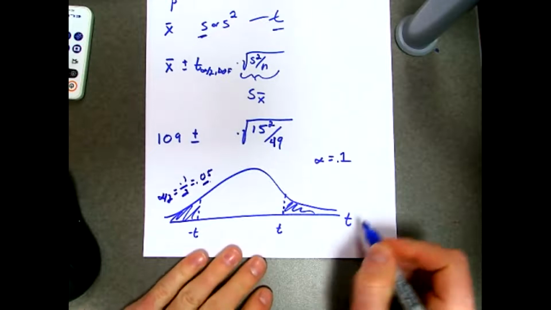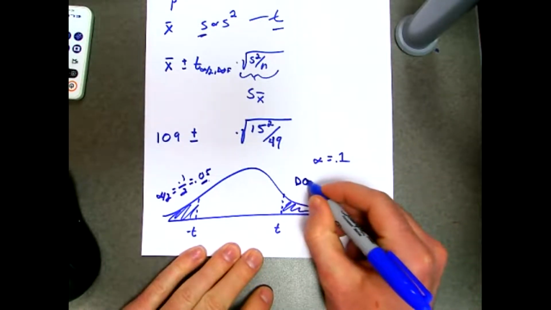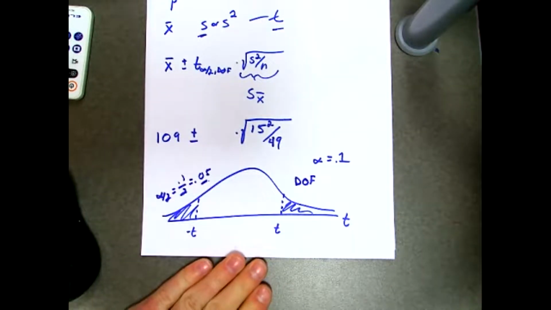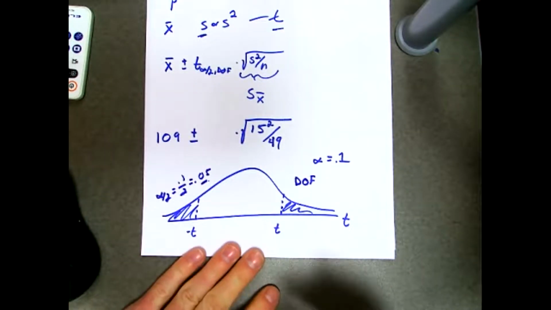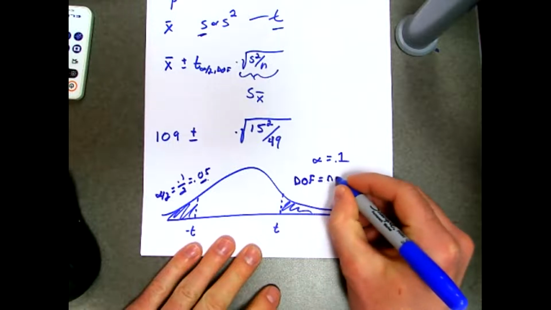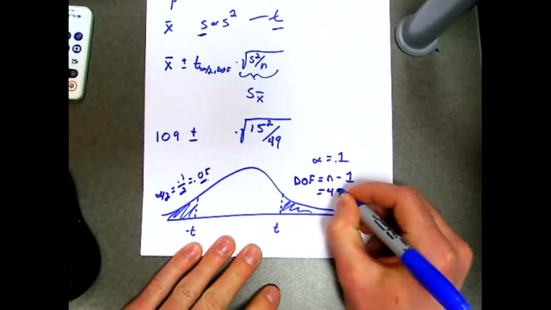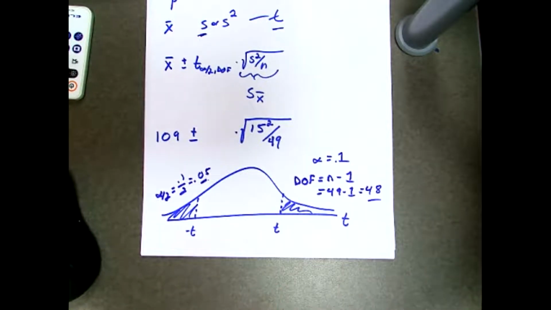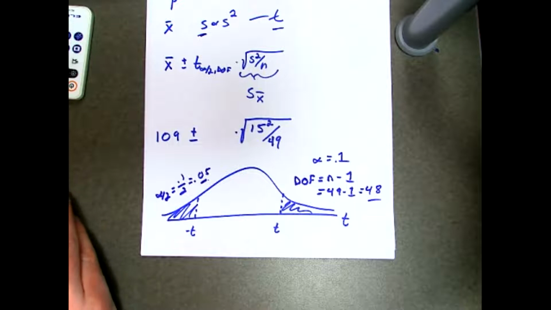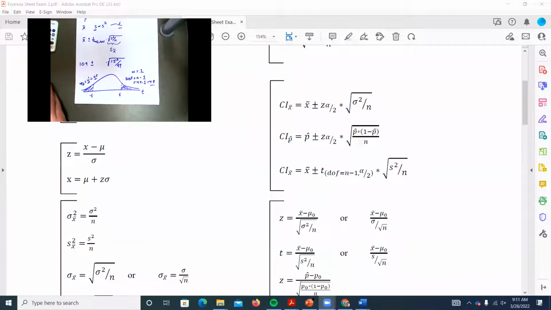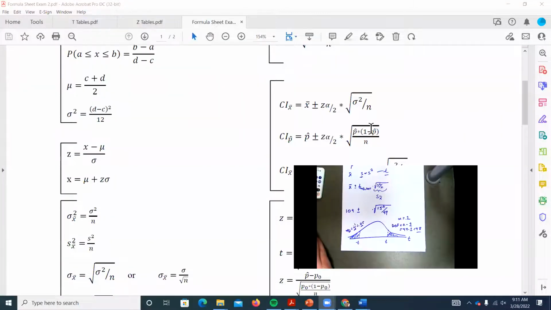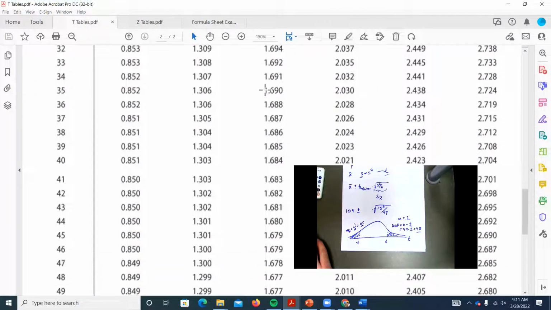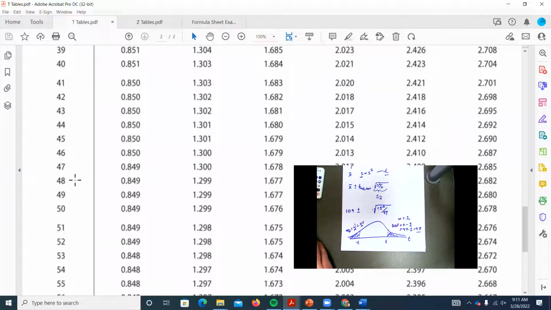But the additional thing I need with a student t-distribution, and the formula reminds me of this, is I need to know my degrees of freedom, right? Every different sample size follows a different student t-distribution. So that was simply n minus 1. So here, 49 minus 1, or 48. Okay. So I'm going to go to my table. I wanted 0.05 in each tail, I should say. So 0.05. And then I go to my degrees of freedom of 48.